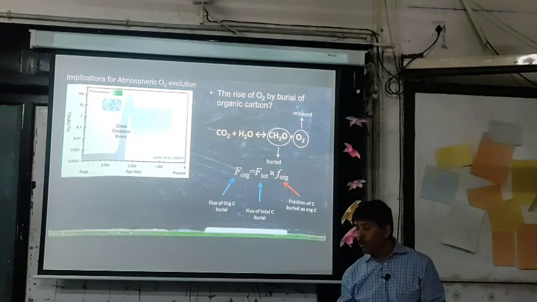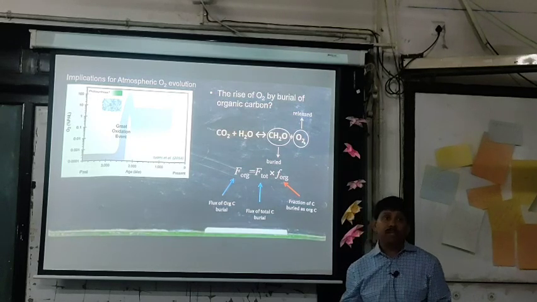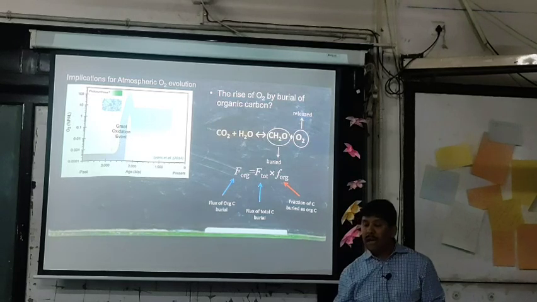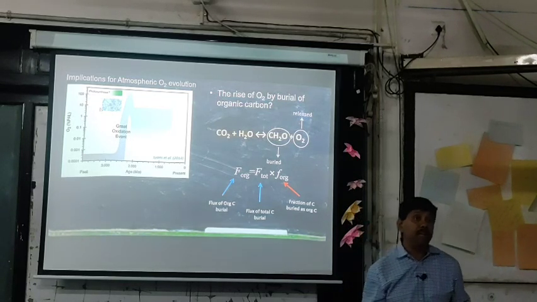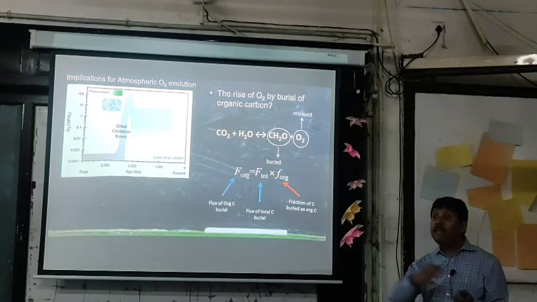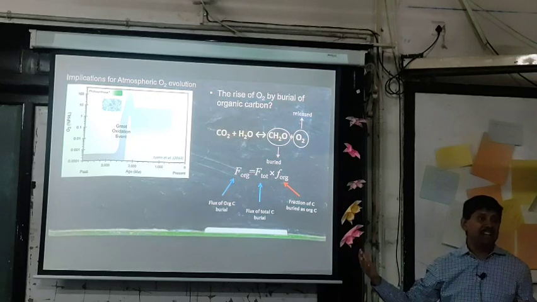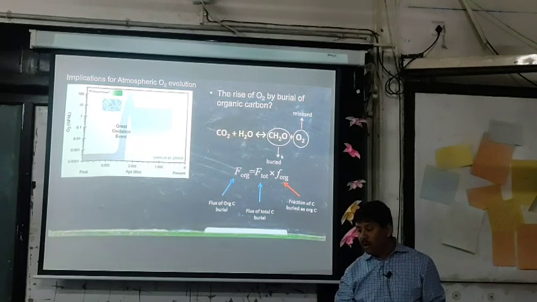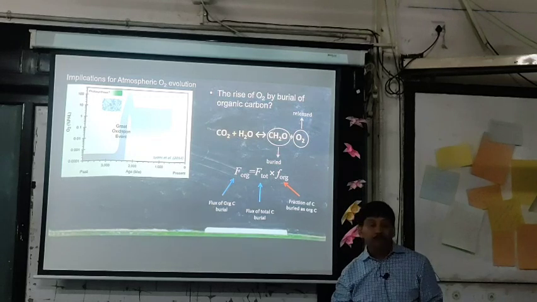So all you need to do, if you bury this organic carbon deep into the sediments, is build up oxygen. Now the question is, if this happened at around 2.5 Ga, why did it not happen before? Because photosynthetic organisms like cyanobacteria started appearing at the surface of our planet as early as 3 billion years ago. So why is there a delay of 500 million years for the oxygen to build up? Why was there not burial of organic carbon before 2.5 Ga? Right? So that's an idea.